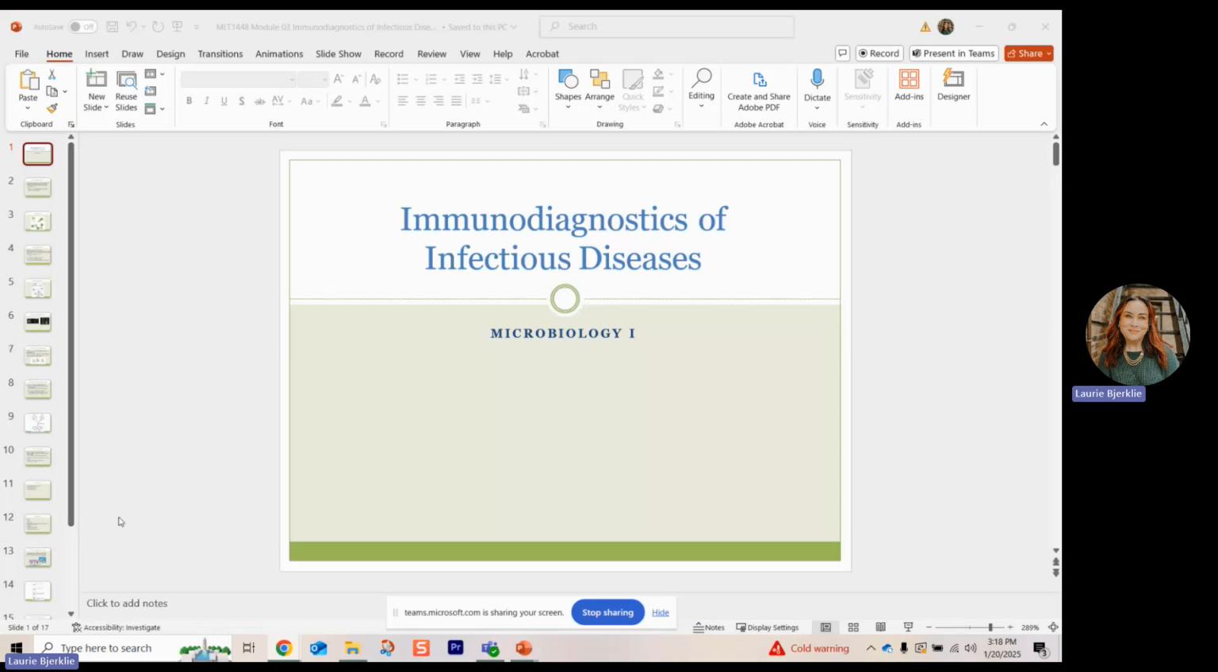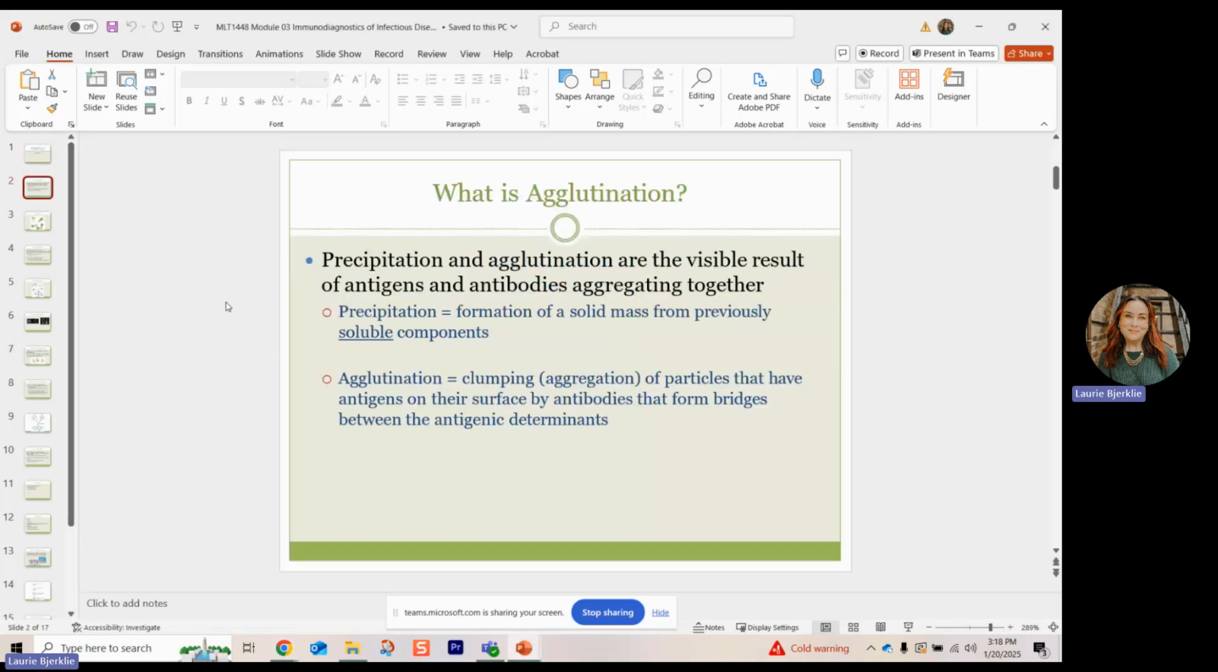So we have 2 different PowerPoints to go over. The first we'll start with is called Immunodiagnostics of Infectious Diseases. All right, so in some of our test methodology, there is agglutination reactions and precipitation reactions. And again, this is heavily discussed in immunology.